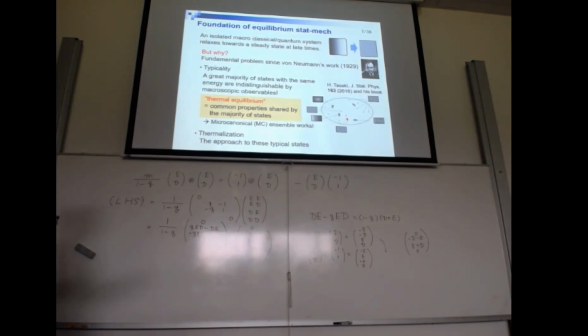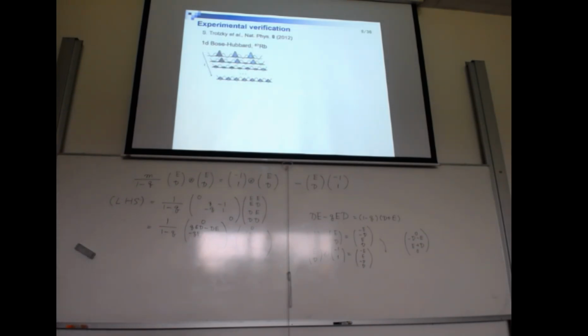But so far this is rather conceptual, but people have been trying to verify this kind of picture using experiments and numerics. And this is a famous experiment done for cold atom systems, which is well described by the 1D Bose-Hubbard model. Initially, there are particles on every other site. But if you evolve the system by this Hamiltonian, then at the end you get a uniform density.